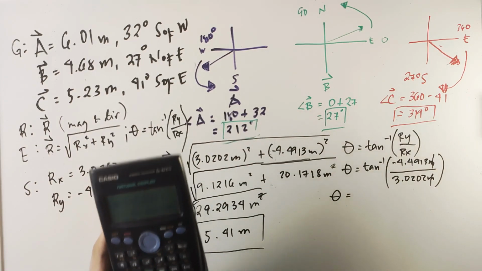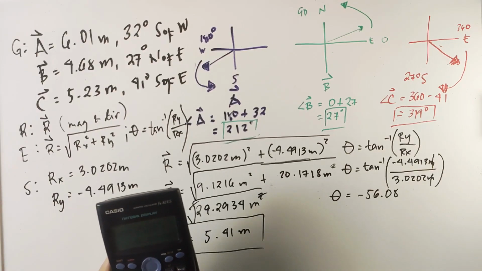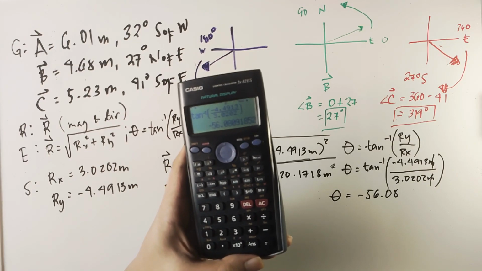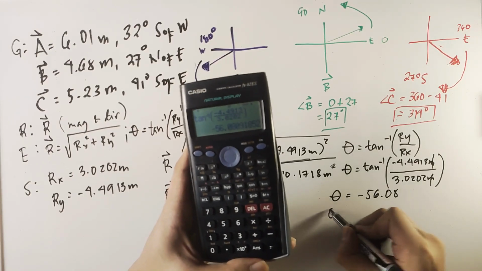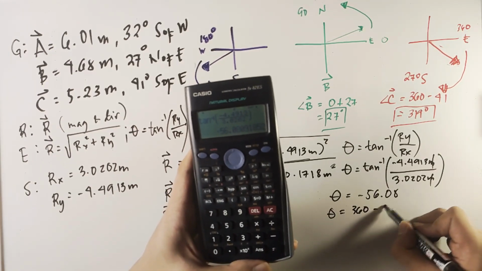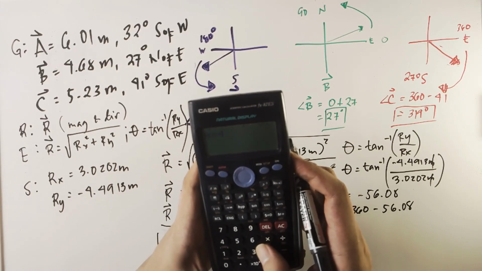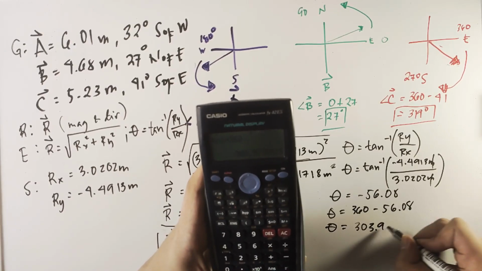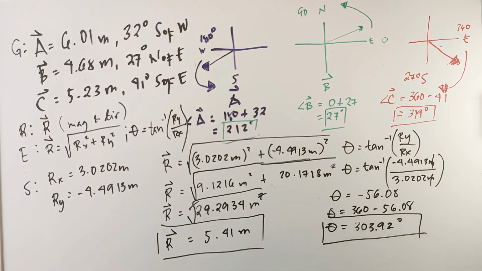So the angle is negative 56.08. So what you can do with that, if you have a negative answer, is you're going to subtract it to 360. So that would become 360 minus 56.08. So our angle is 303.92. There. So this would be your angle.